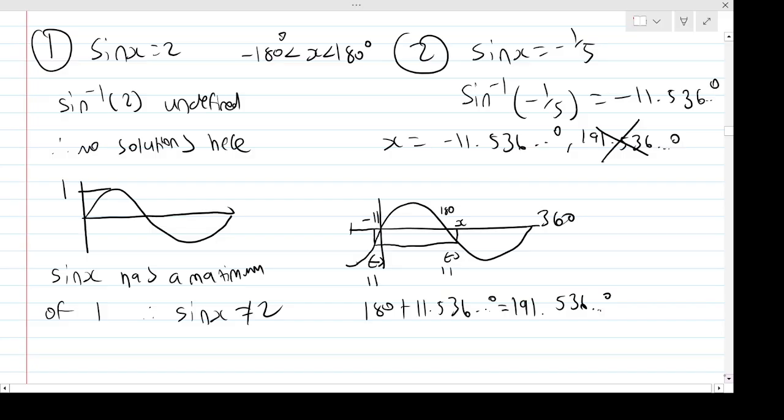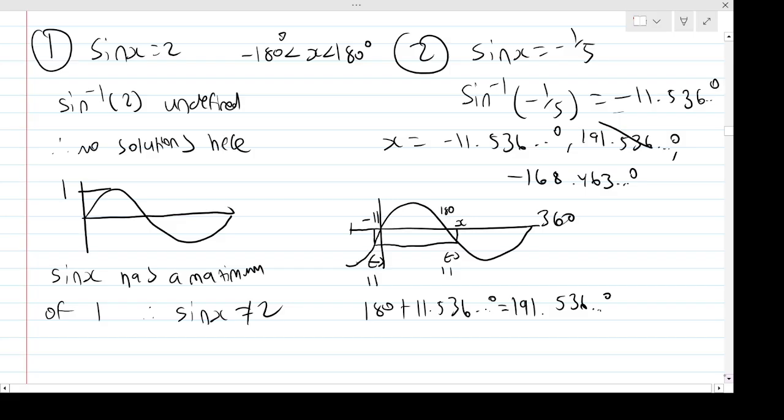What about if we go, obviously we have to go to minus 180. Let's see what happens by taking away 360, right? If we take away 360 from this first solution, 191, we would get minus 168.463.